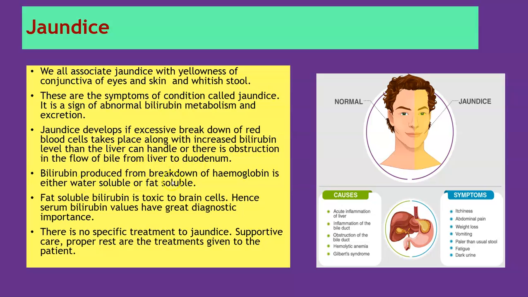Bilirubin produced from breakdown of hemoglobin is either water soluble or fat soluble. Fat soluble bilirubin is toxic to the brain cells, hence serum bilirubin value has great diagnostic importance. There is no specific treatment for jaundice. Supportive care and proper rest are the treatments given to the patients. Have a look at this image here. The common causes are listed for you along with the symptoms that you can see in a patient suffering from jaundice.